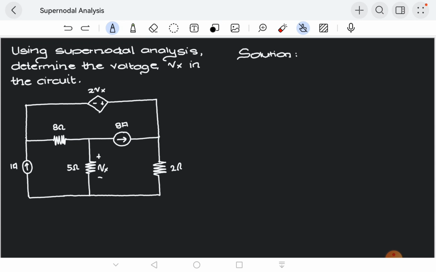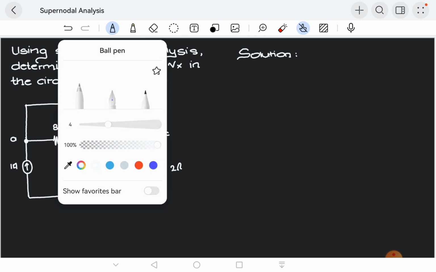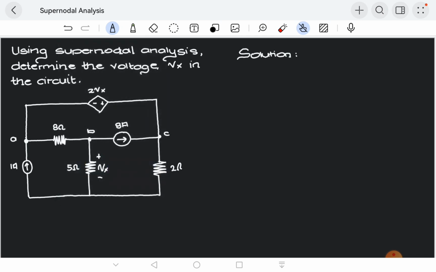The first step for the solution is to label all the nodes for the given circuit. We can choose this one as A, this one as B, and this one as C. Now by inspection, we have a supernode, supernode AC, because our circuit has a voltage source between nodes A and C.